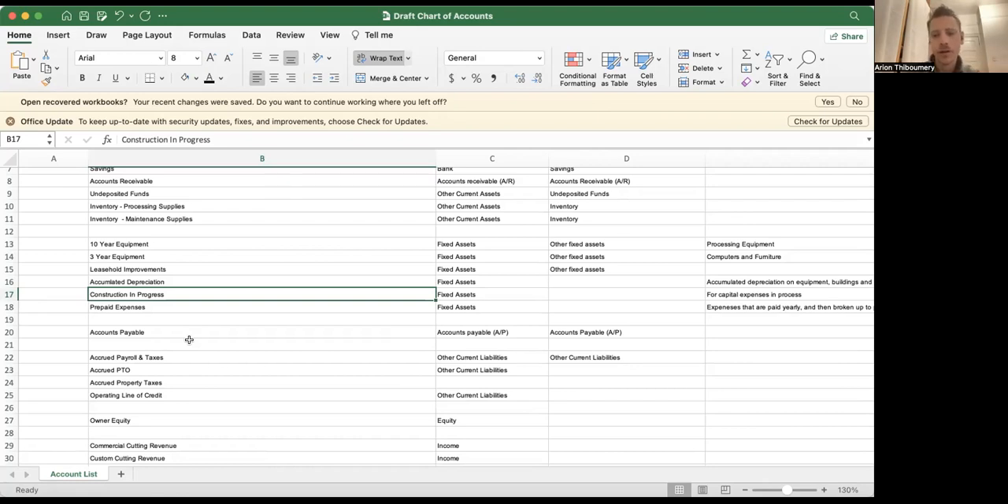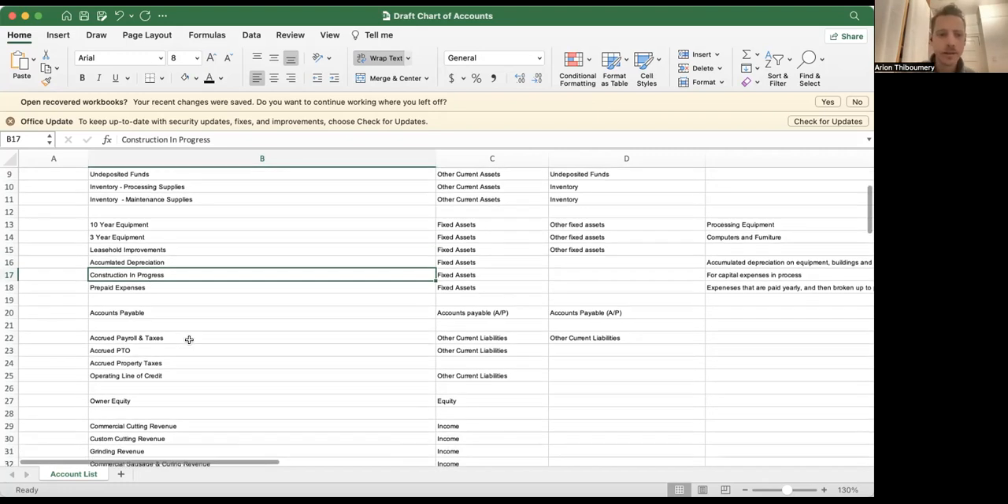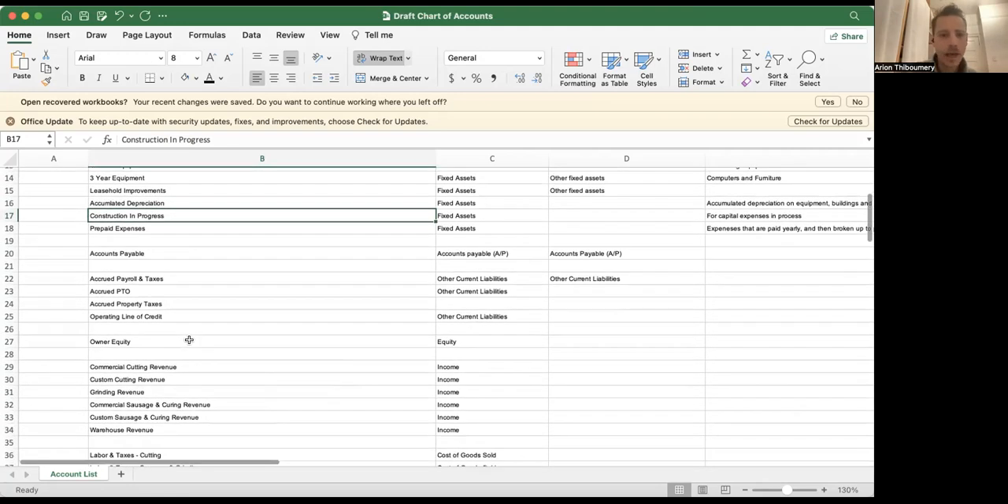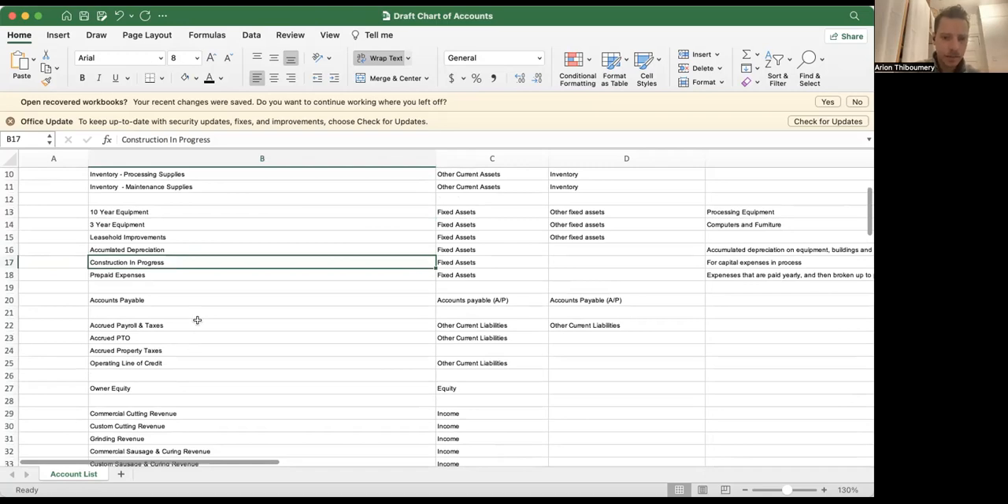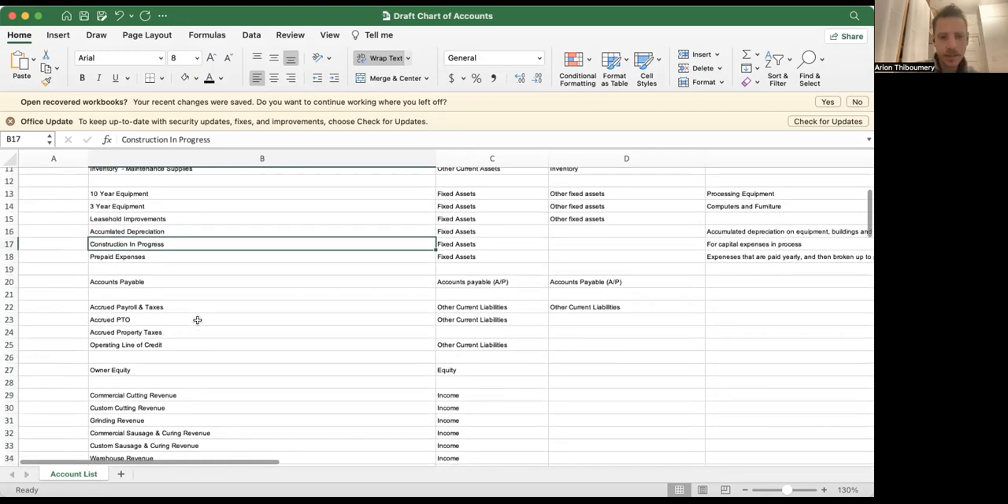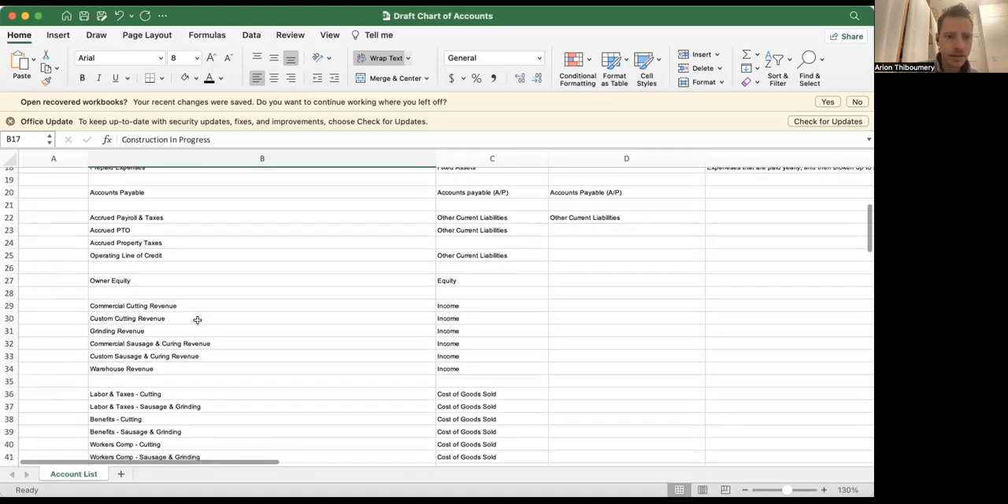I posted them all to construction in progress and then I moved them over with a journal entry into 10-year equipment or whatever it is, or building assets or something like that. This company doesn't actually have a building, so you don't see it leases a building, so that's why there's no building asset there.